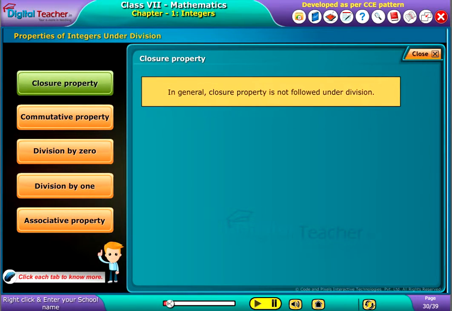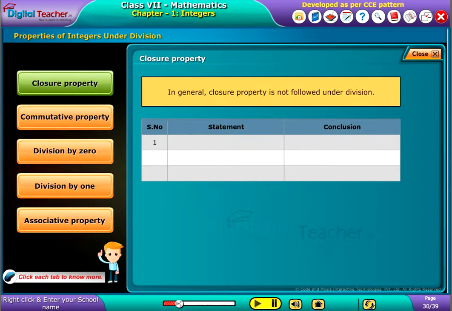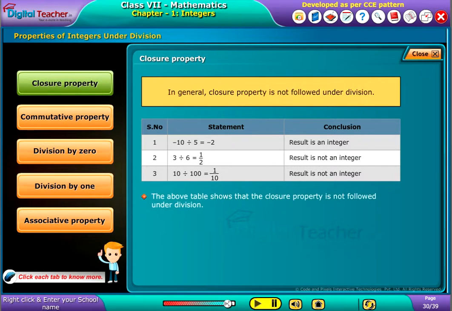Closure property is not followed under division. In the first statement, minus 10 by 5 is equal to minus 2. It concludes that it is an integer. In the second statement, when 3 is divided by 6, the obtained result is 1 by 2, which is not an integer. Similarly, the last statement is not an integer. The above table shows that the closure property is not followed under division.